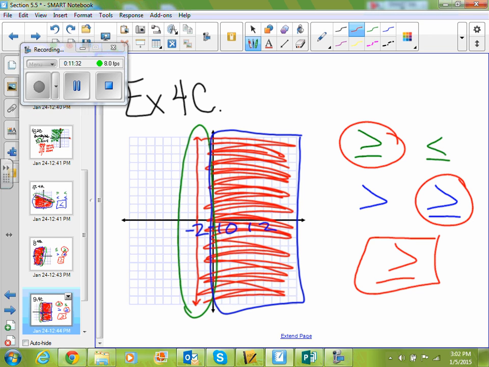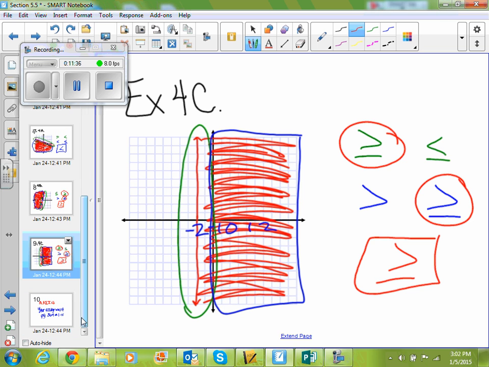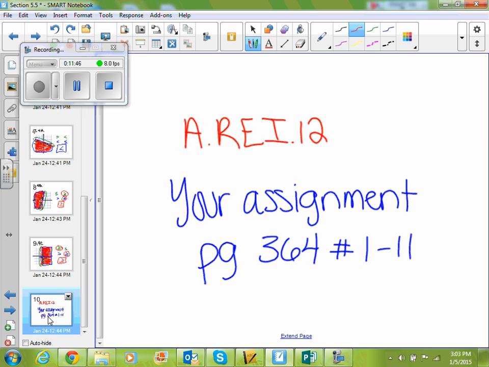So when it asks you to match the inequality, it's asking you to figure out what inequality sign you're using. You don't have to find the equation of the line, just which symbol you're using. Okay, and if you forget what each symbol means, I wrote them on the board over here so you could refresh your memory. Page 364, 1 through 11.